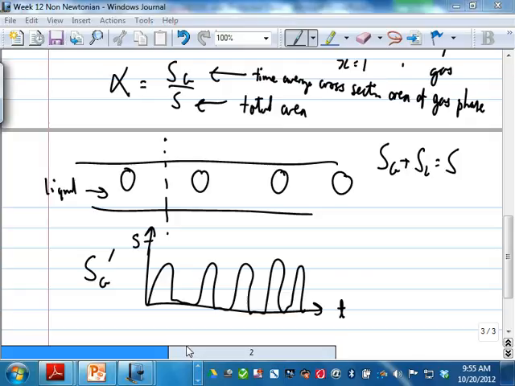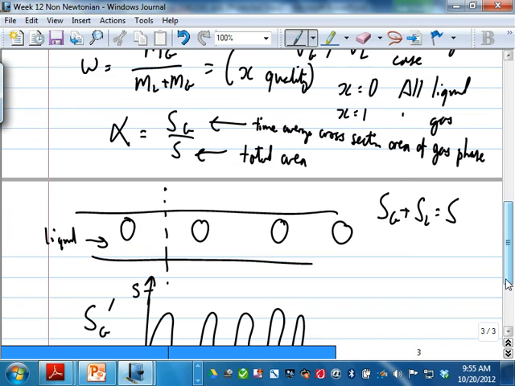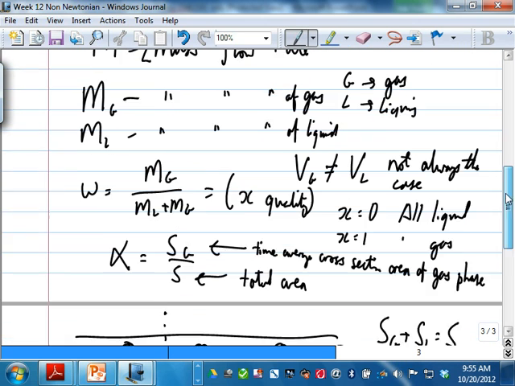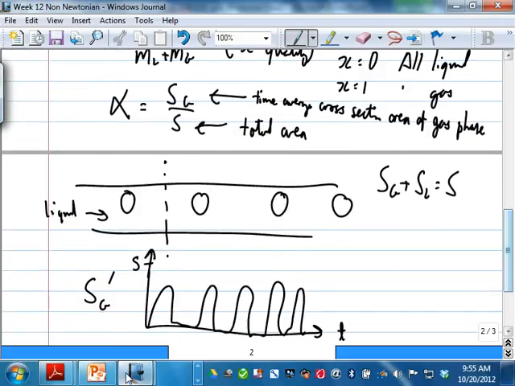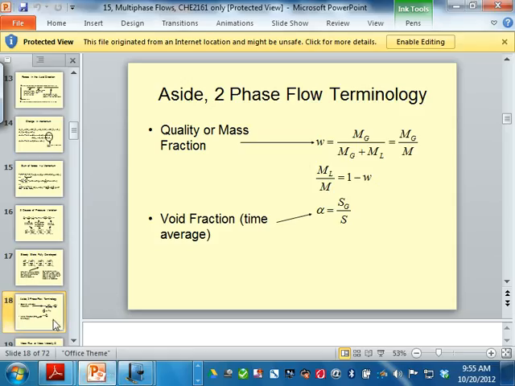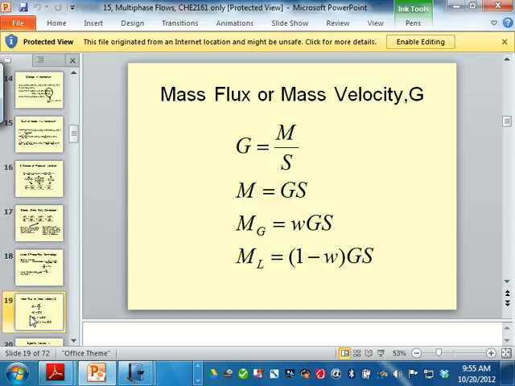Is that okay? So far our definitions are all the simple ones: mg, omega, alpha. M is the total mass, S is the total area, and we break that up. Anything else? What is G? G is the mass flux.